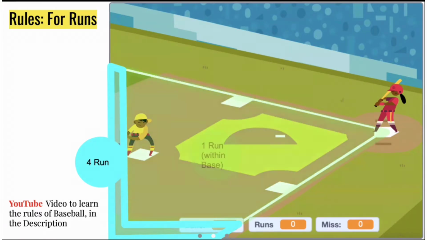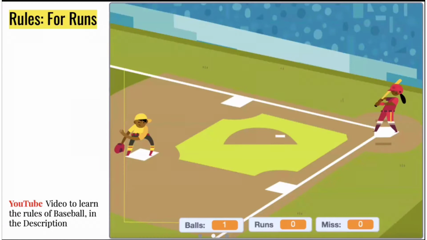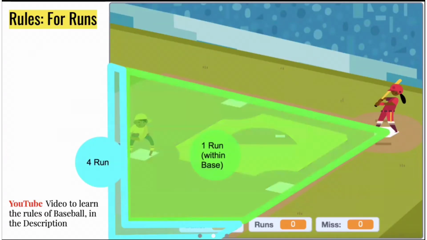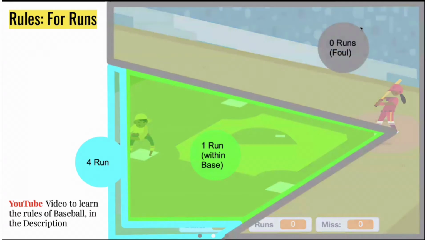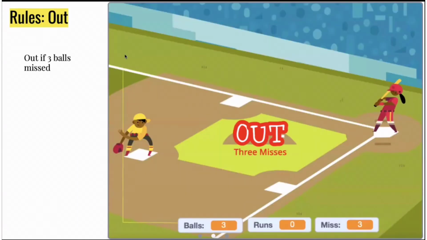And then you see this green section or green area, which is nothing but the base. And if your ball is within the base, you get 1 run. So 4 runs on the boundary, 1 run in the base, and there is no run if it is outside. This is also a foul in the baseball rules, but here you just don't get runs.